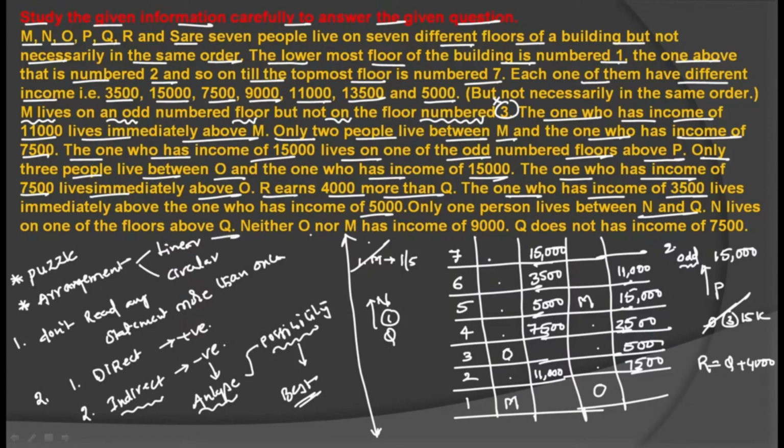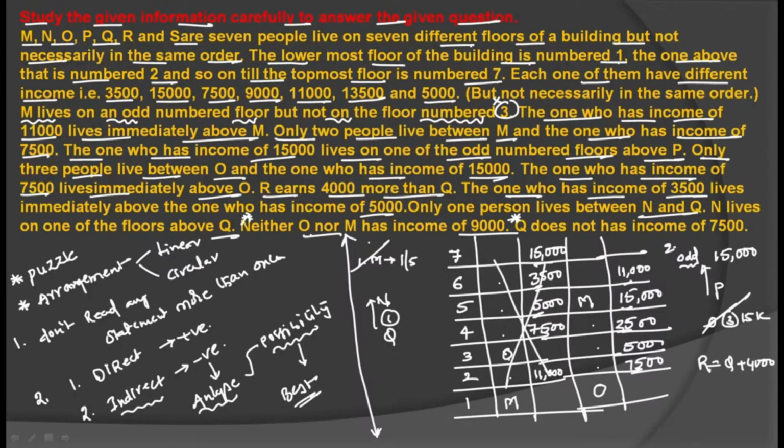Next, neither O nor M has an income of 9,000 rupees. Take a star mark here. Q does not have 7,500. So these are the negative inputs. So Q's income is not 7,500, and O and M's income is not 9,000. Now check it out. If O and M had 9,000 rupees, but the 9,000 is not yet placed, we have not placed it on any particular floor. That's why you can eliminate this possibility.